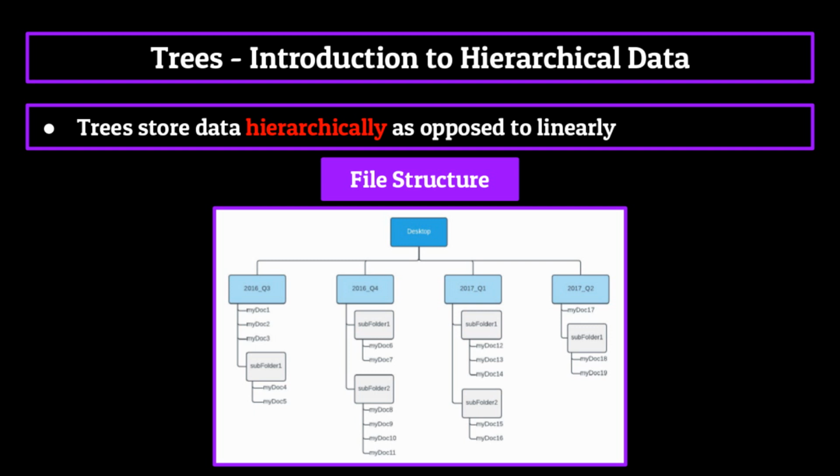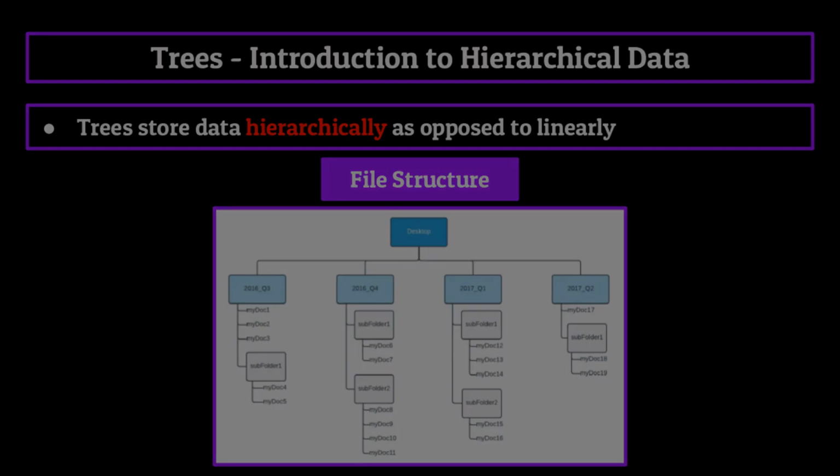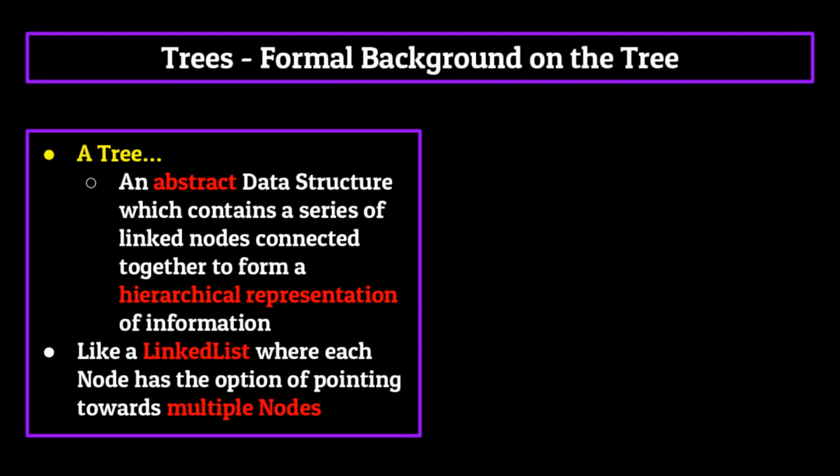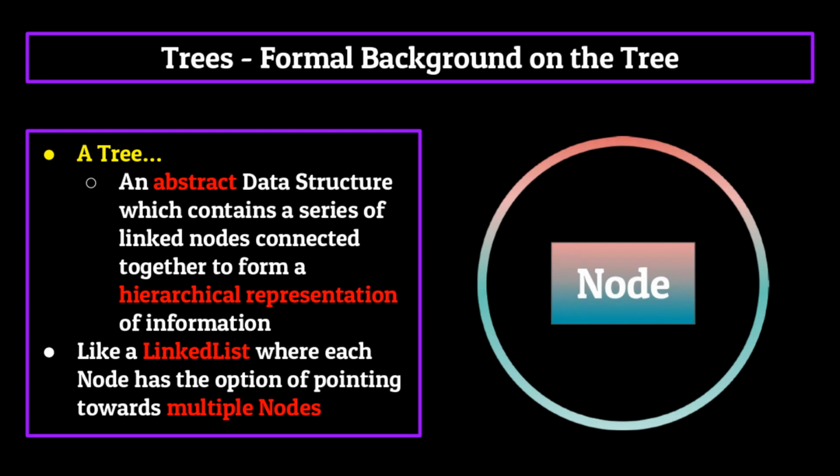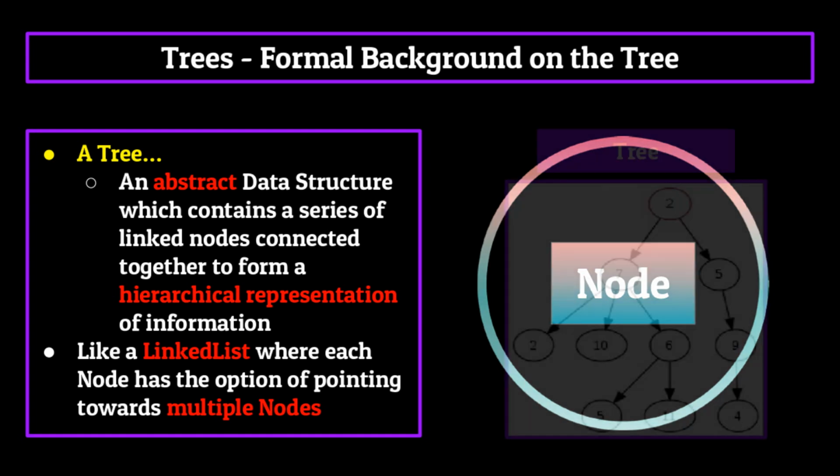Trees, and the tree's many variants, are all dependent on storing data hierarchically, which of course finally begs the question of what exactly a tree is. Well, a tree is an abstract data structure which consists of a series of linked nodes connected together to form a hierarchical representation of data. The actual information or data is stored in these nodes, and the collection of nodes along with the connections between them is what's known as the tree.